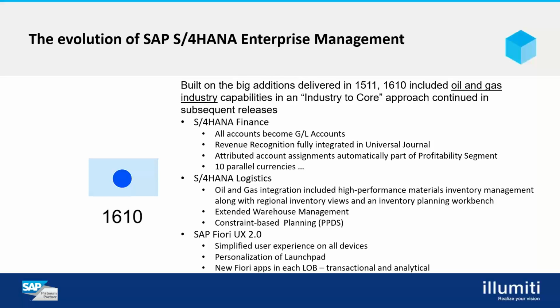On the S/4HANA logistics side, the extended warehouse management became incorporated in the core as well. And SAP worked really hard on improving the production planning process, making it more of a graphical view that included constraint-based planning. That was added as early as 1610 and has been evolving all the way to what I'll show you later on, the Production Planner Optimizer, which incorporates all of these components in 2020. And pervasive, as I said, through all of this is the Fiori roadmap.